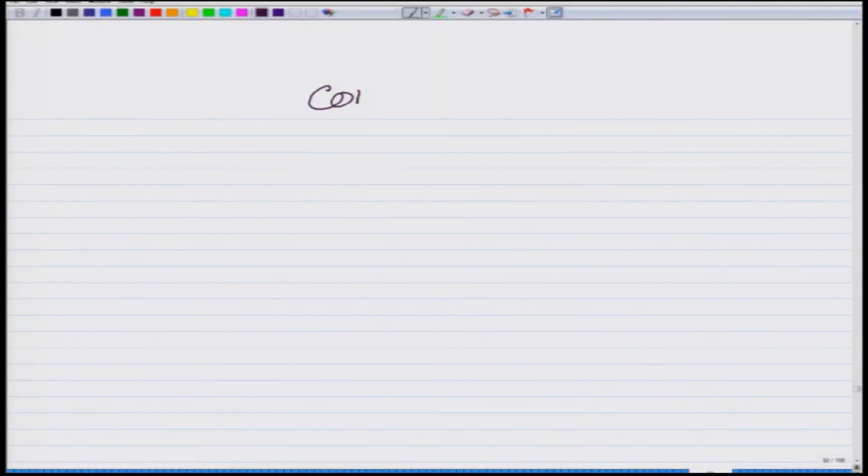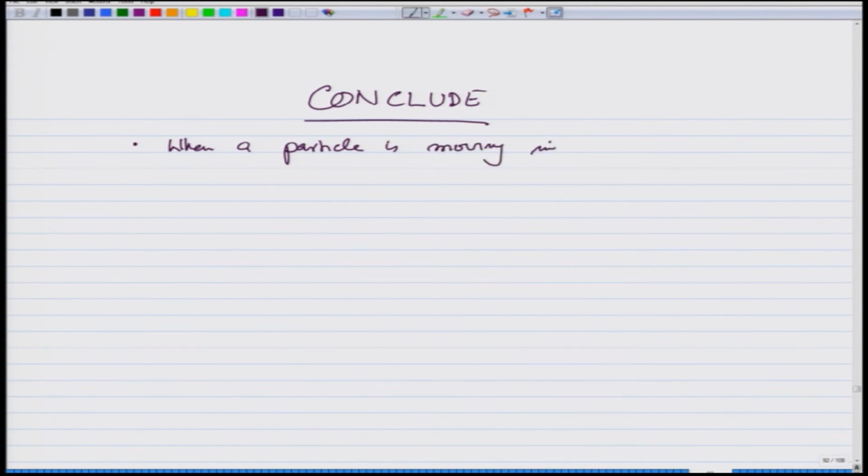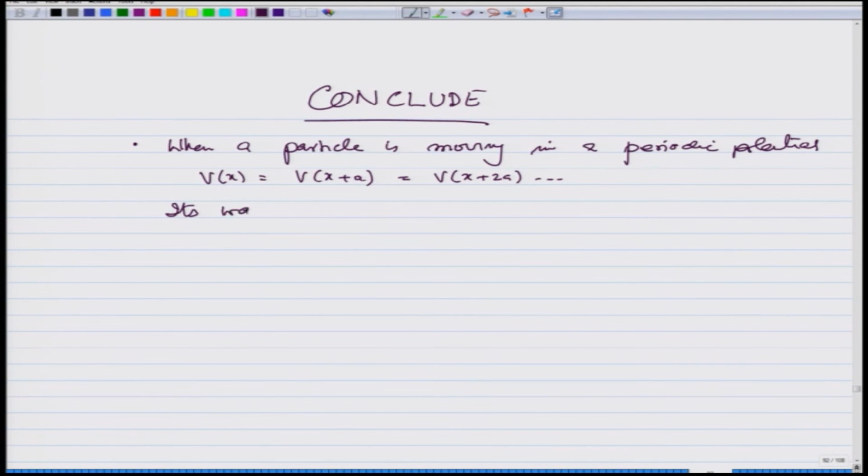So, conclusion: when a particle is moving in a periodic potential, V(x) equals V(x plus a) is equal to V(x plus 2a) and so on, its wave function satisfies Bloch's theorem. What is Bloch's theorem?